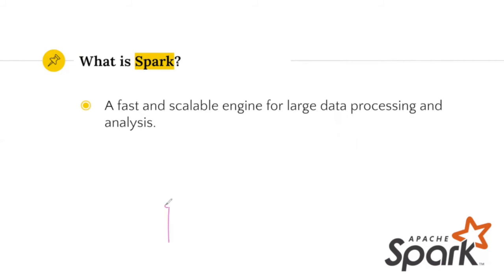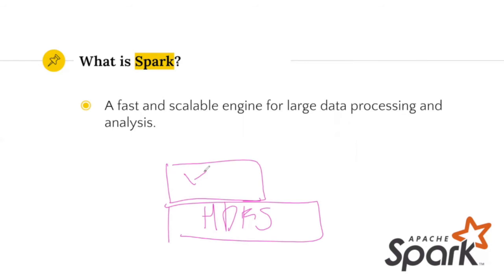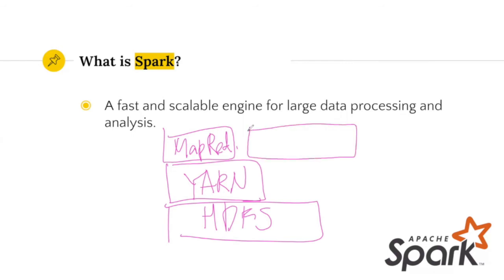If you recall, HDFS was at the bottom, then there was Yarn, the resource negotiator, and then on top of that was MapReduce. Spark was at the same level as MapReduce, which means Spark more or less does the same thing as MapReduce. So you can think of Spark as a kind of competitor of MapReduce. The documentation says Spark is a fast and scalable engine for large data processing and analysis. That's a pretty broad definition.